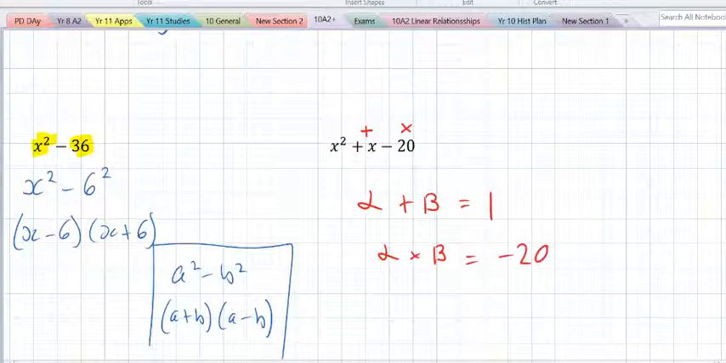I don't get that. Do we have to write alpha and beta? No, you don't have to write alpha and beta. It's just how we do it normally.